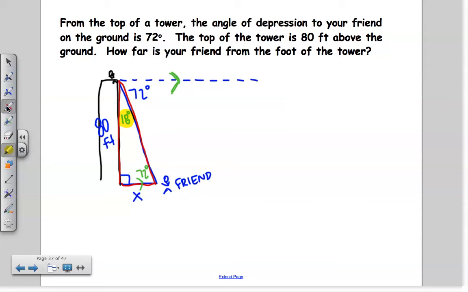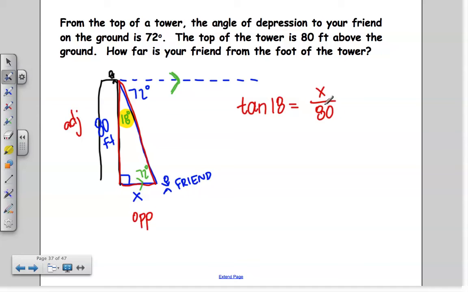If that's my reference angle, what would I label this side I'm looking for and the side I have? Remember, opposite, adjacent, or hypotenuse. From 18 degrees, X is located opposite from it. This 80-foot top of the tower, that is the adjacent leg. It's not the hypotenuse. So this is adjacent. What trig function relates opposite adjacent? Tangent. And we know we do the trig function of the angle. So I'm doing tangent of my reference angle, which was 18 degrees. And then equals opposite over adjacent, x over 80.